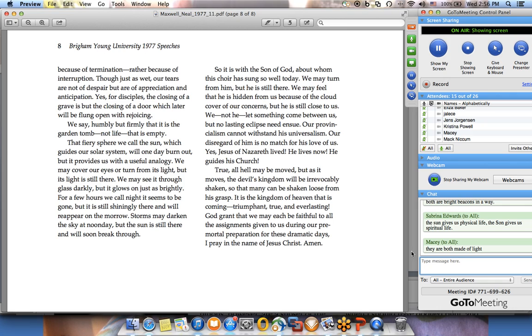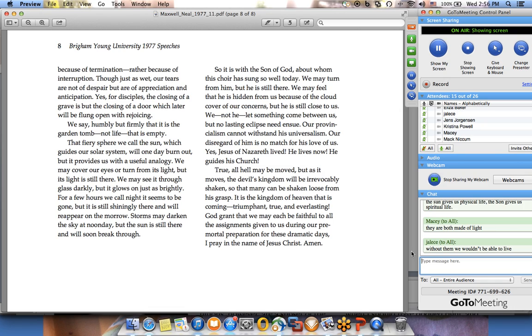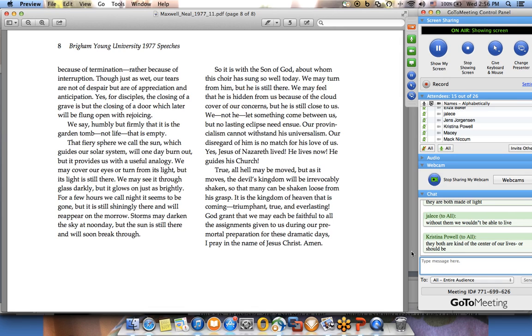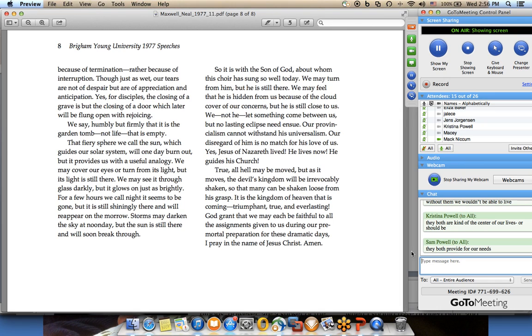Jesus Christ is the light and the life of the world. And the sun is the light of our world here physically. Without them, we wouldn't be able to live. That's right. They are both the center of our lives, or should be the center of our lives.